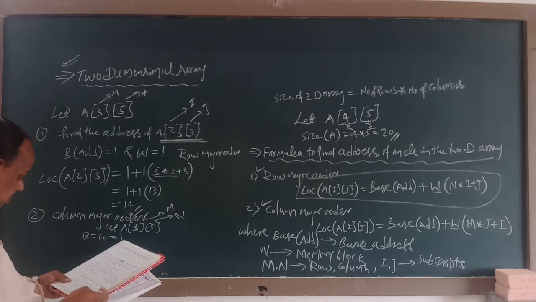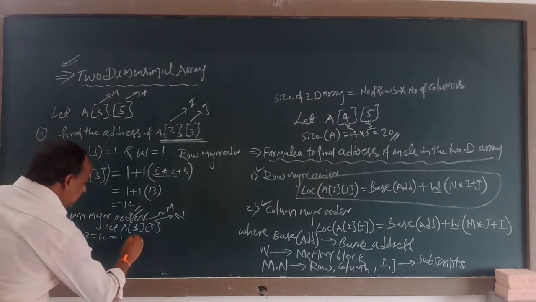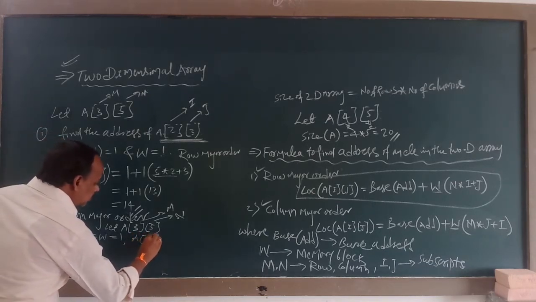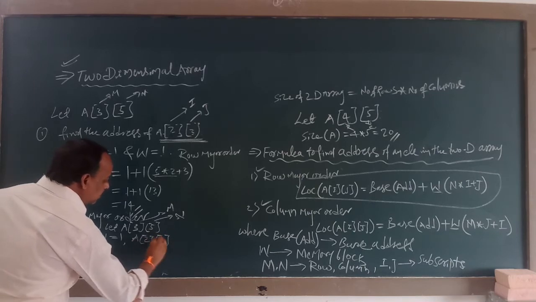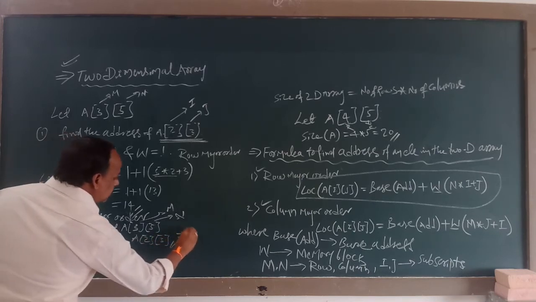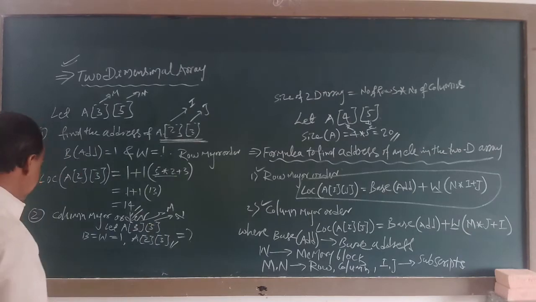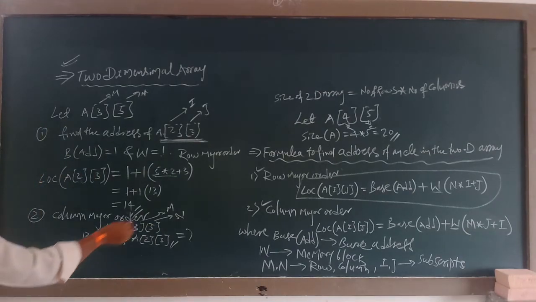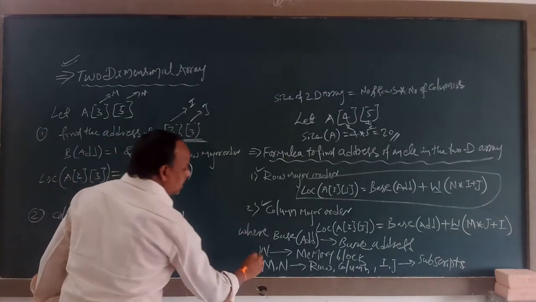Address of 2, 3. Same here, address of 2, 3 we have to find. Address of 2, 3 we have to find is equal to how much? Then see here, we have to consider this formula.